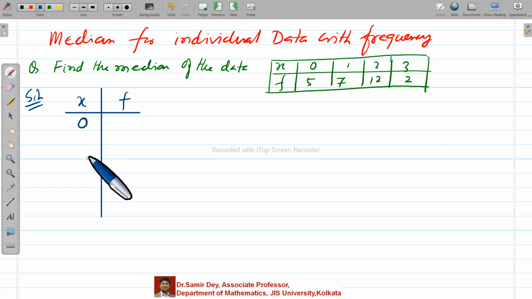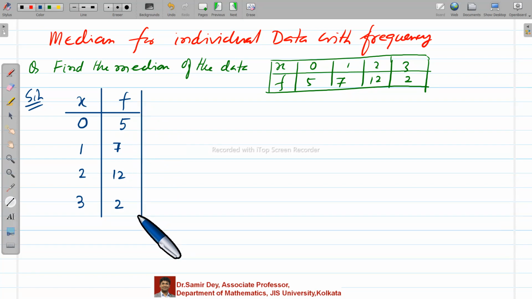So here you have 0, then 1, then 2, and then 3. The corresponding frequencies are 5, 7, 12, and 2. Okay, so you need to create another column that is very important, that is your CF. What does CF mean? CF means cumulative frequency. How to calculate that?